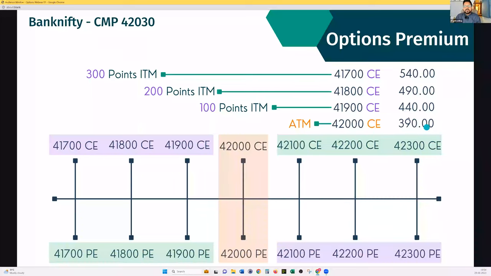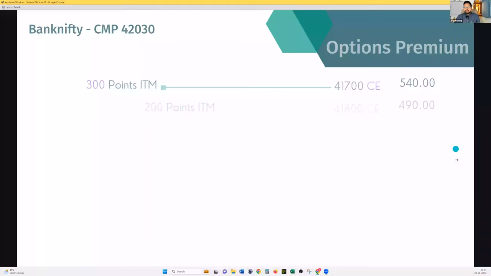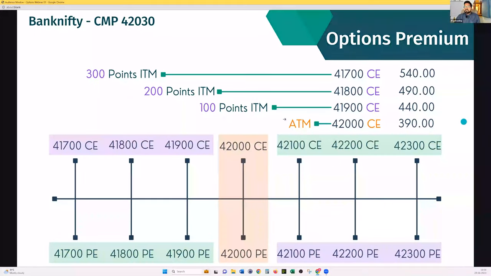Okay. So now you would have understood very clearly, ATM has what value? Extrinsic value or intrinsic value? Come on guys, type your answers in the chat box. Okay. ATM has only the extrinsic value. And that's what I said over here, ATM and OTM have only the extrinsic value. So now this 390 rupees at expiry, if the expiry is going to be at 42,000, what will happen? This will become zero altogether.